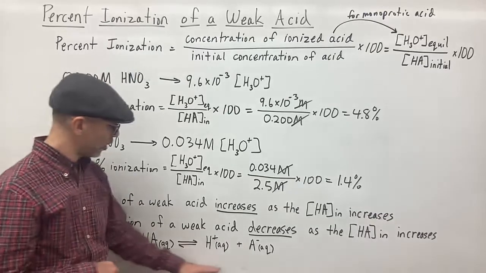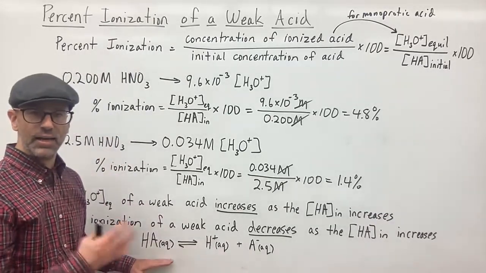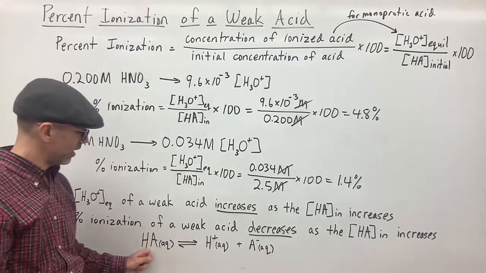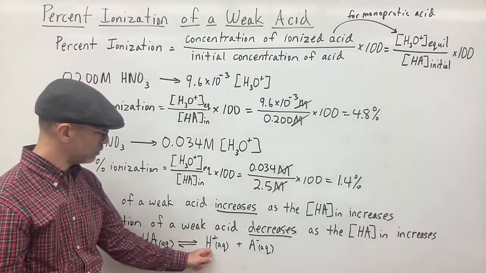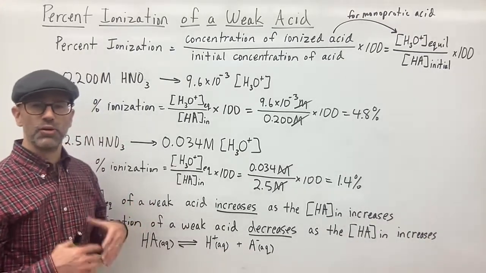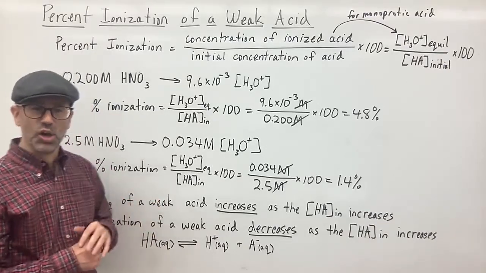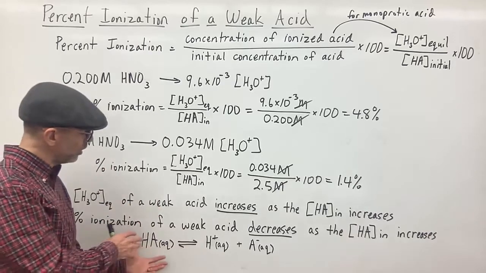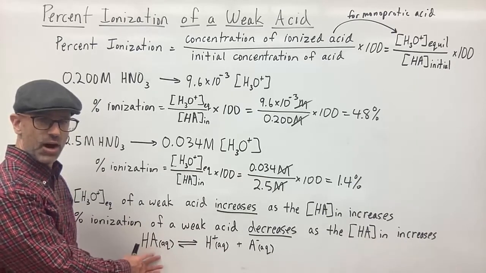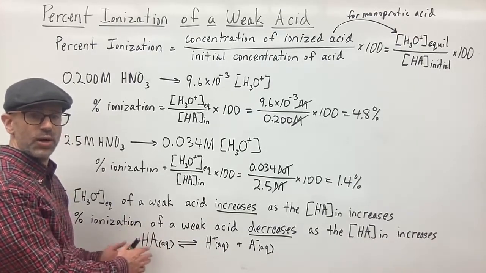So here's our generic equation for the ionization of a weak acid. We start with our weak acid HA, and that's going to be in equilibrium with H plus and A minus. So think of this in terms of the concentration of the acid and Le Chatelier's principle. What if we have this at equilibrium and we increase the concentration of our acid? What is that going to do?